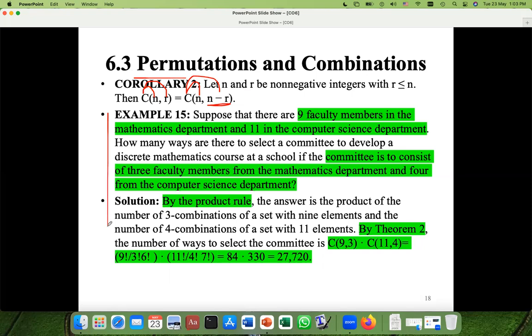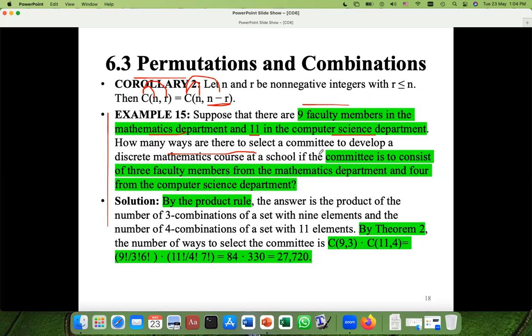Now we have the example 15. In this example, we have 9 faculty members in the mathematics department and 11 faculty members in computer science department. And what we have to do, how many ways are there to select a committee? We want to build a committee, and there are different ways to build that committee. Then how many different ways? What is that total number to develop that committee for some purpose at a school?